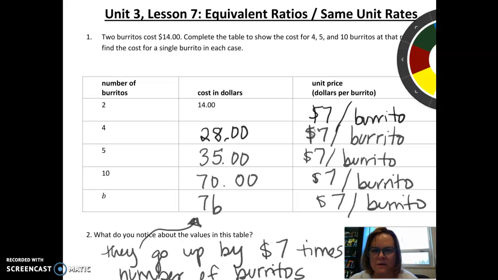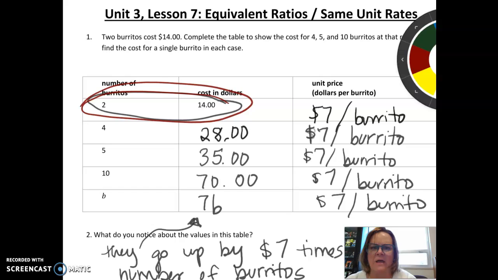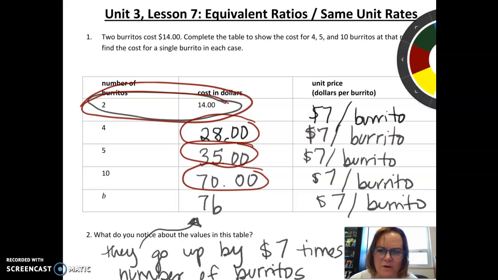So in number 1, you had to look at 2 burritos and the cost of those 2 burritos being $14 and use that information to find the unit price. If it's 2 burritos for $14, that's $7 a burrito. 4 burritos at that price would be $28, and that's still $7 a burrito. 5 burritos at that price would be $35, which is still $7 a burrito. 10 burritos at that price would be $70, which is still $7 a burrito.